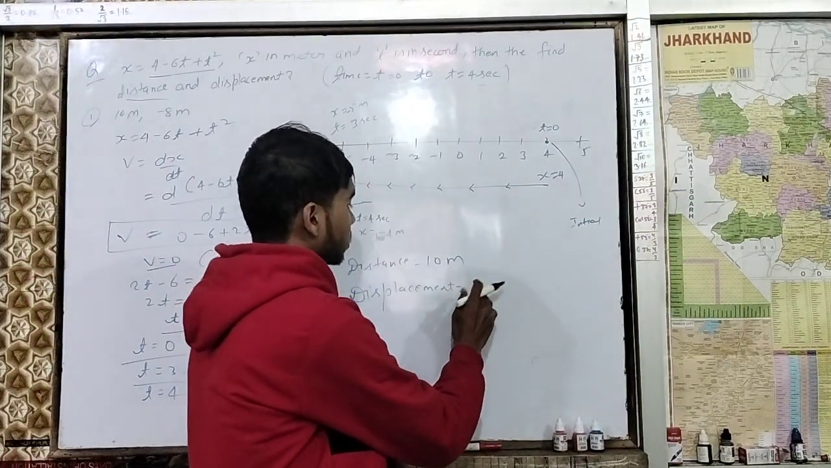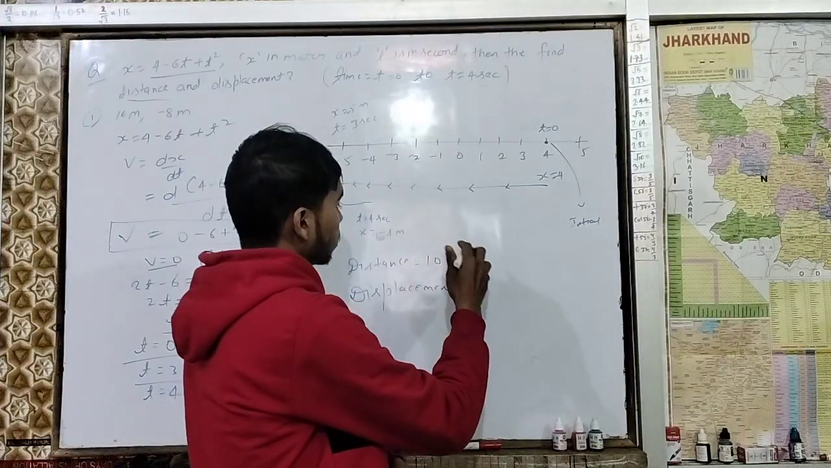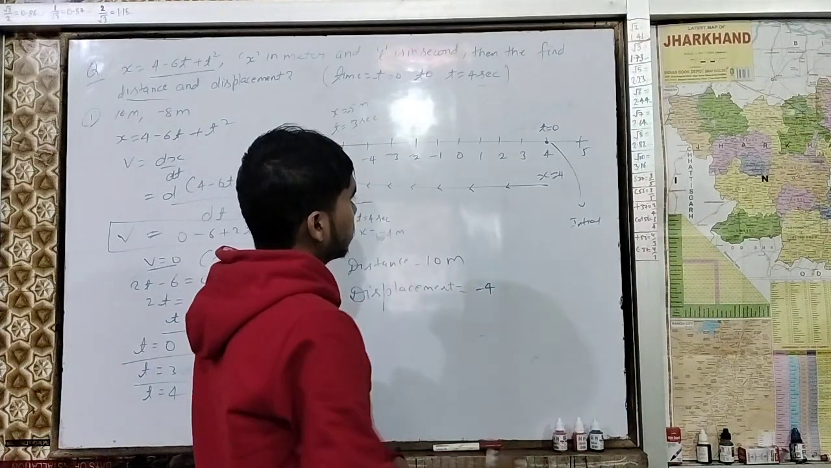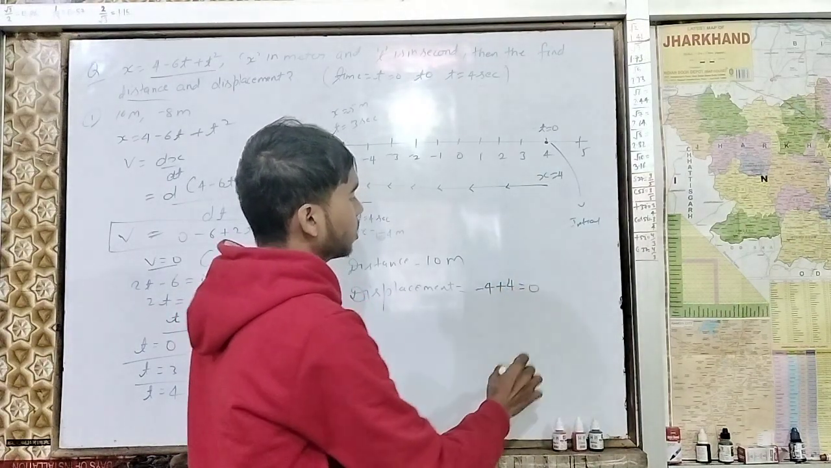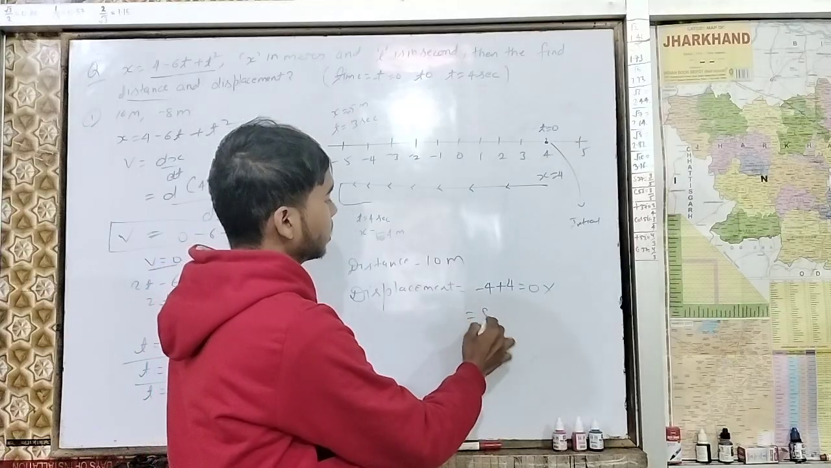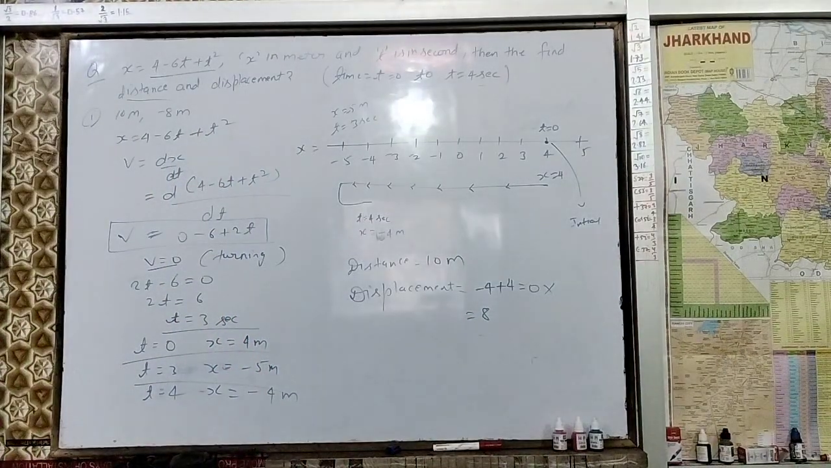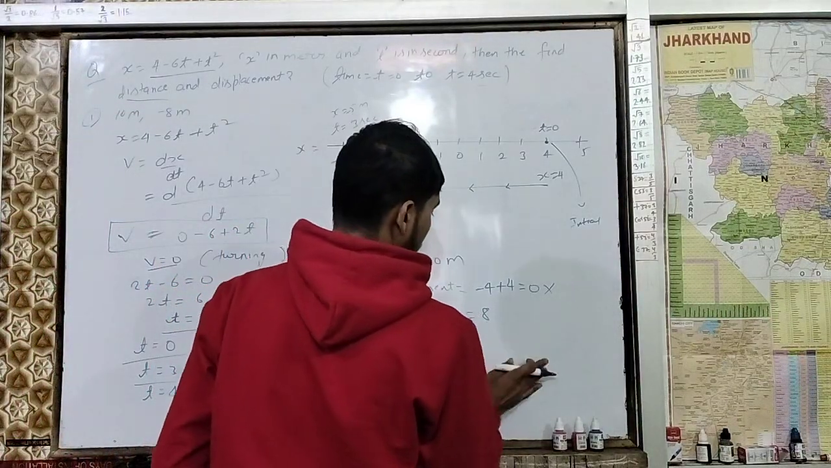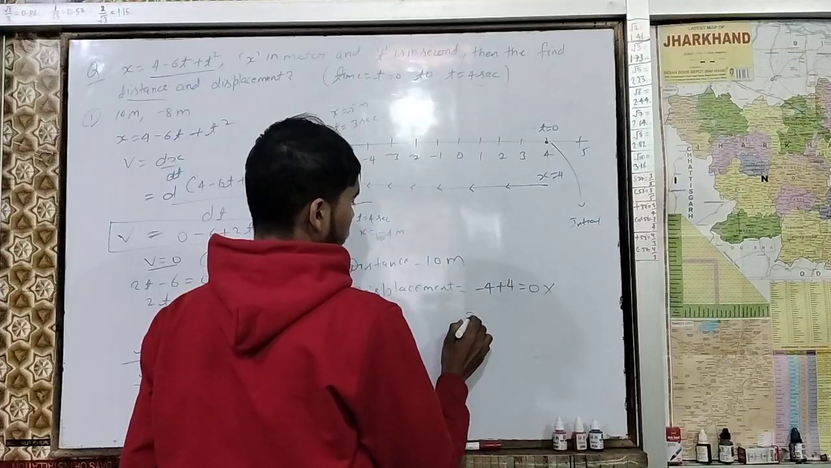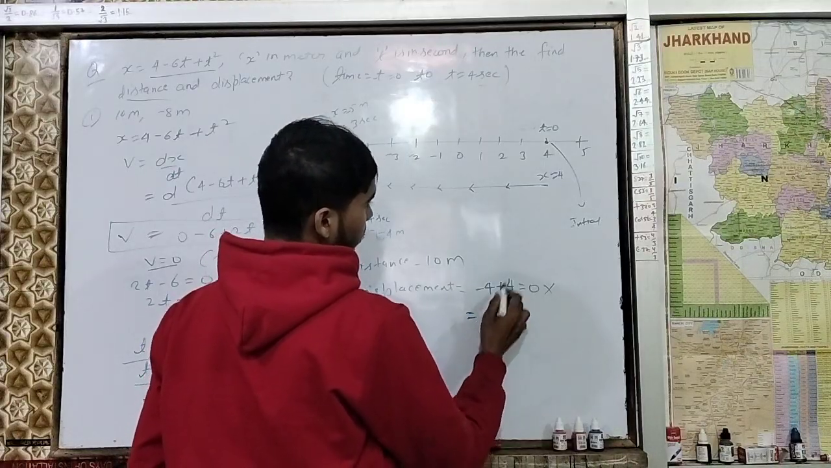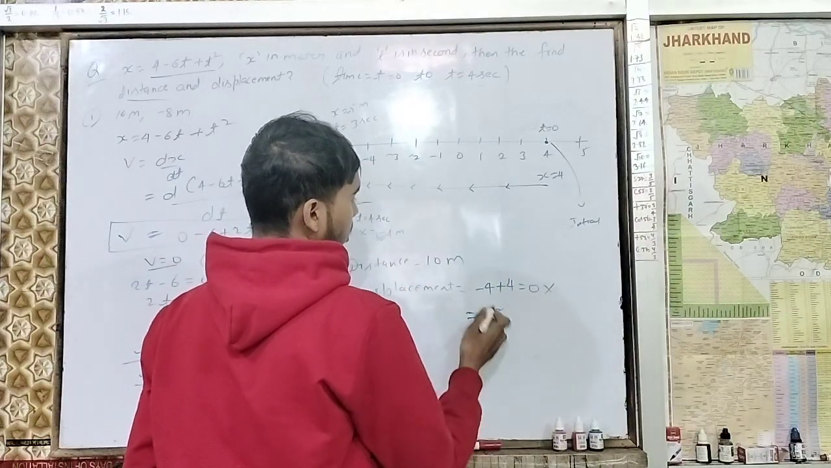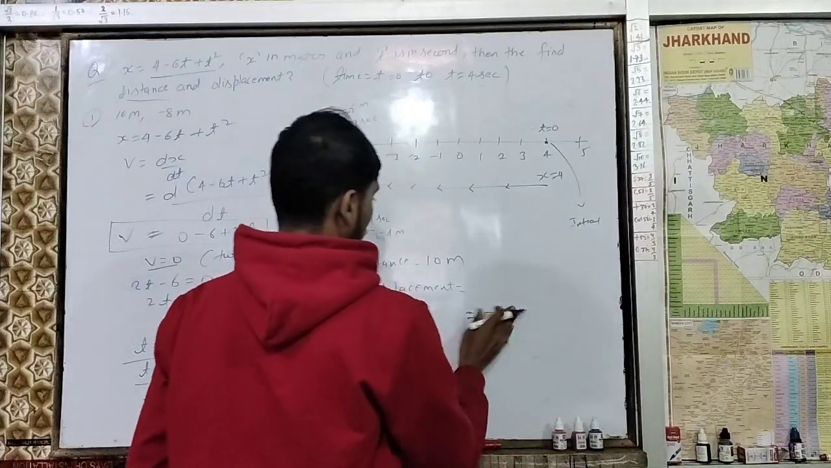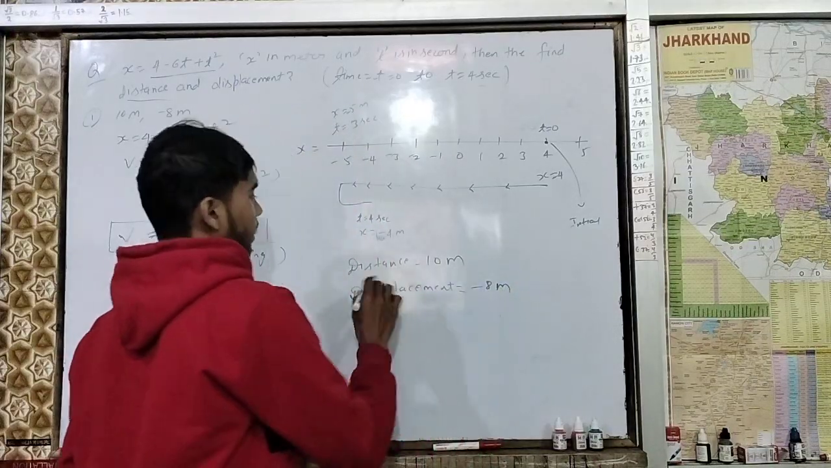Negative is a direction for displacement. So the final position of the particle is minus 4, and initial will be 4. Here the answer is 0, but this is not our answer. Our answer will be 8. Direction is compulsory for displacement, as we know displacement is a vector quantity. So the direction is positive in this direction. This is going backward, not forward. Okay. So displacement will come 8 meters, and distance will be 10 meters.